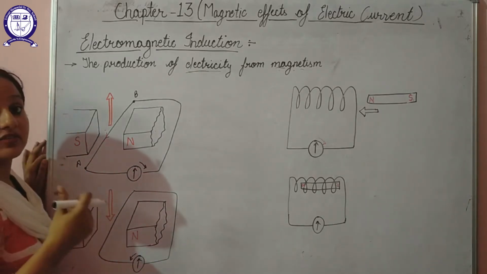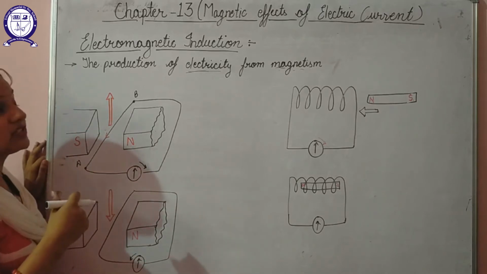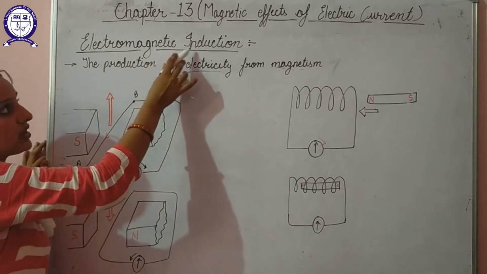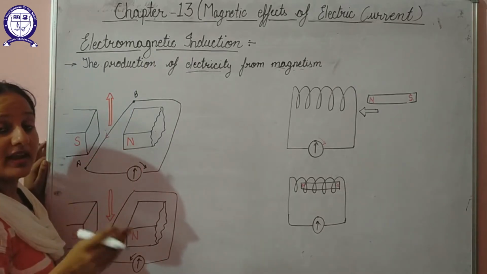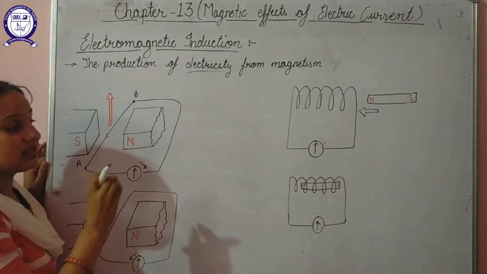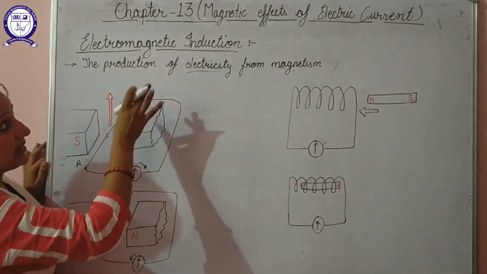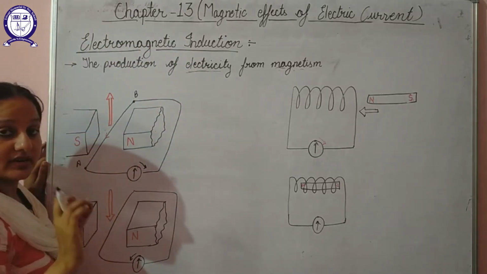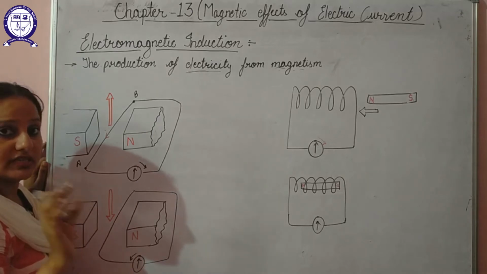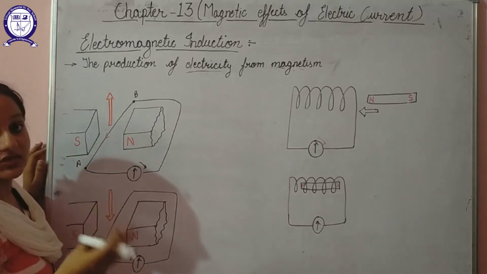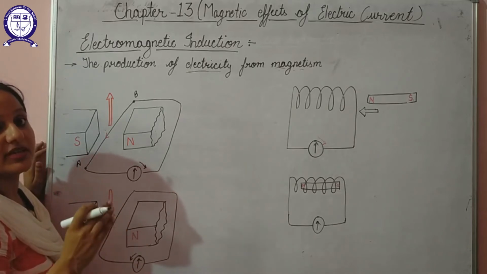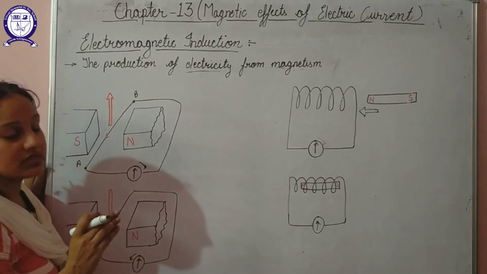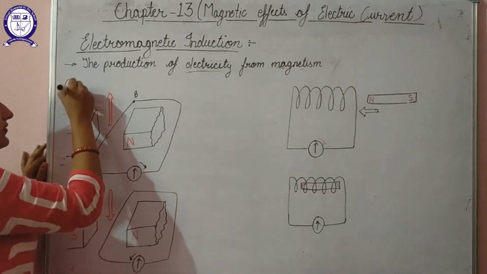Now the current which is produced because of the phenomenon of electromagnetic induction is known as induced current, and the voltage so generated in a conductor because of electromagnetic induction is known as induced EMF. Now we will discuss three methods of how we can induce current in a conductor by changing magnetic flux across it. So let's discuss the very first method.